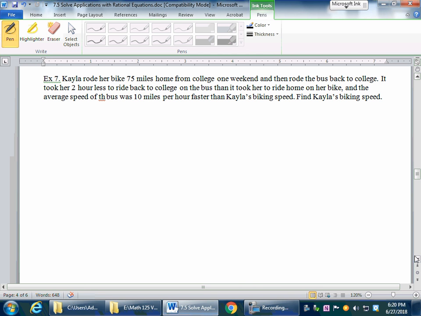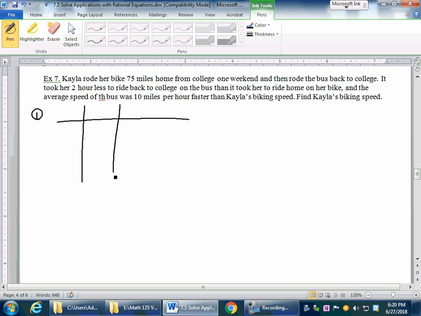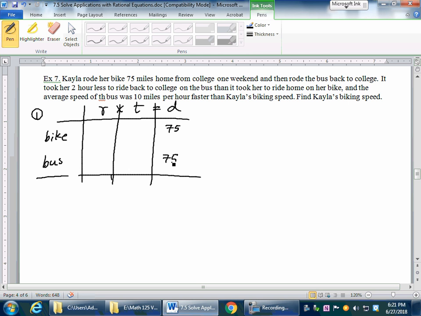So, moving on to this one. My first step, again, is rate times time is equal to distance. And we have biking and then going with the bus, the two scenarios, right? Now, it said that it's 75 miles from home to college, so biking and bus is the same distance, 75 miles.